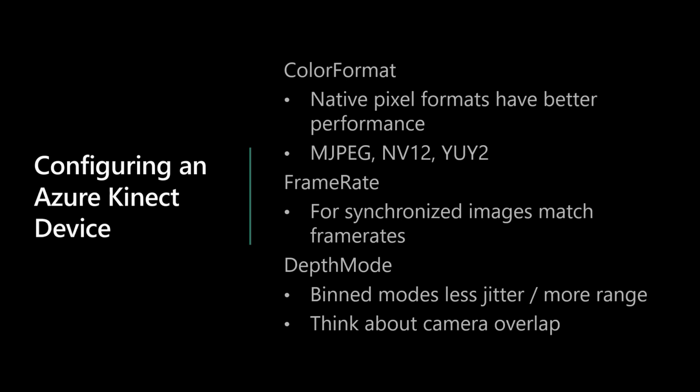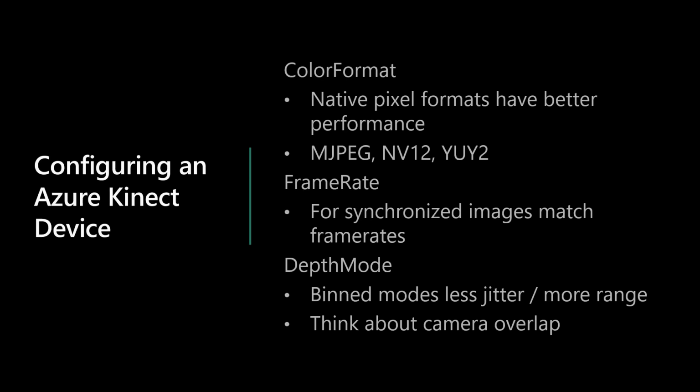You'll notice I didn't specify any frame rates when we set up our camera. So that means that we're using the default frame rates and the maximum frame rates of 30 frames per second for both depth and color. You can independently change those, to 15 or 5 as well. But for synchronized images, you'll want to select the same on both cameras.